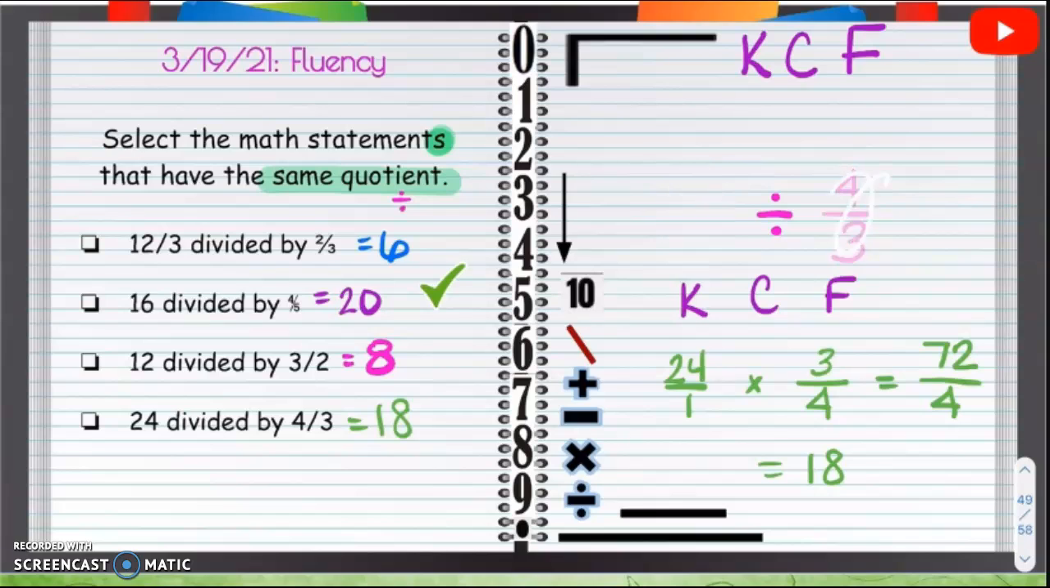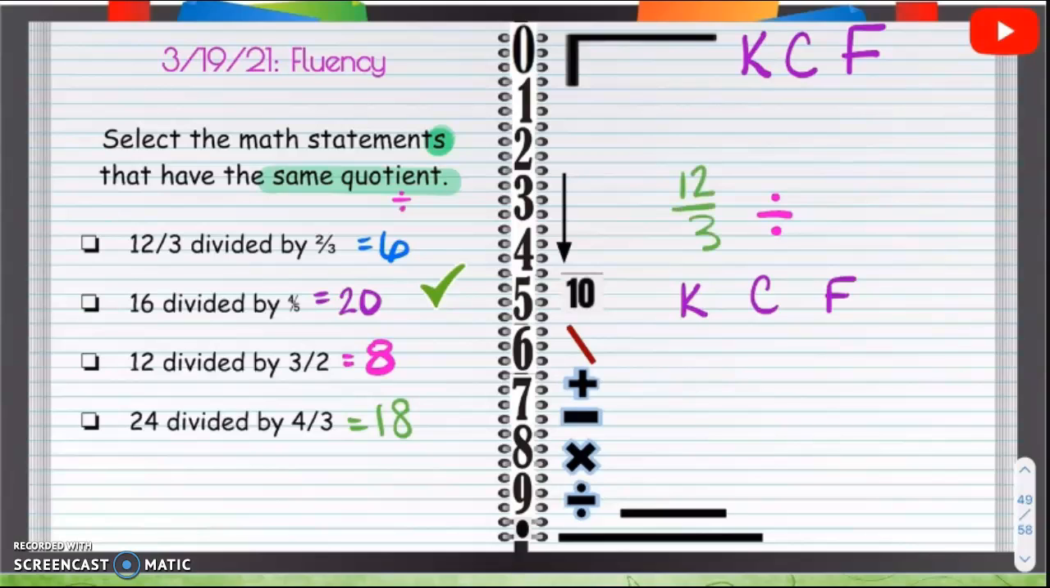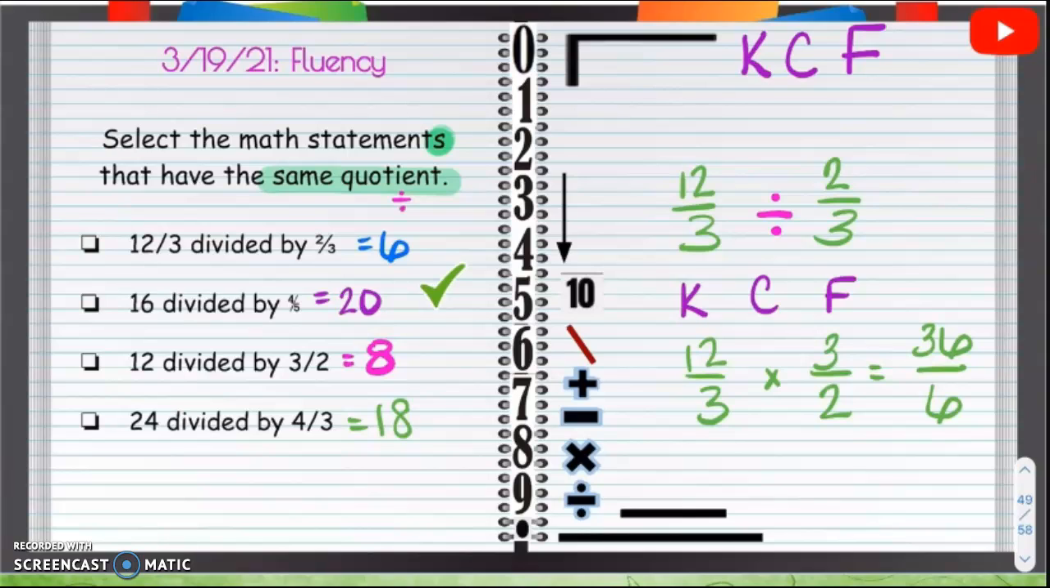I want to double check this first one because I know that last one is correct. 12/3 divided by 2/3. So 12/3 times 3/2. 3 times 2 is 6. 12 times 3 is 36. Yeah. 36 divided by 6. 6 times 6 is 36. Yeah, so that's right. So that equals 6.